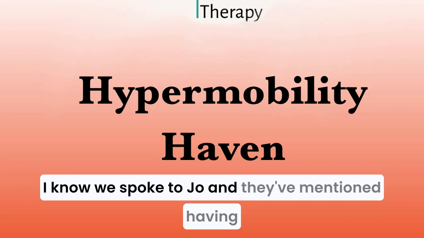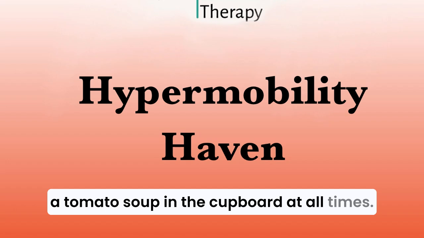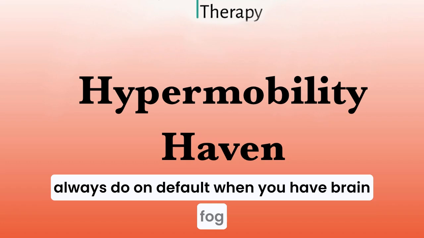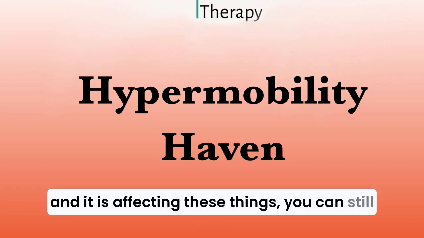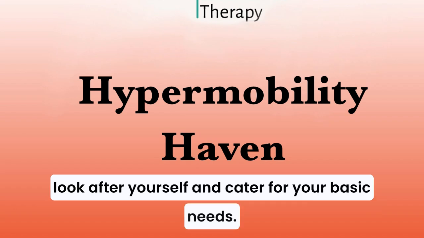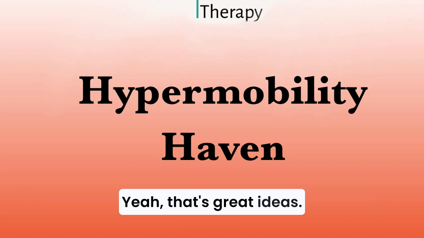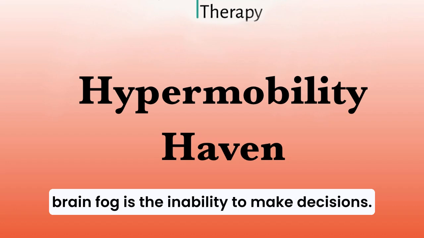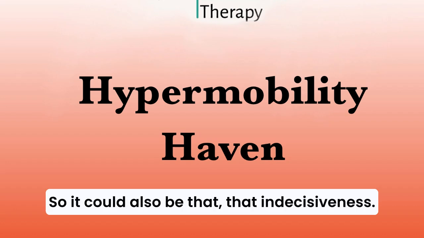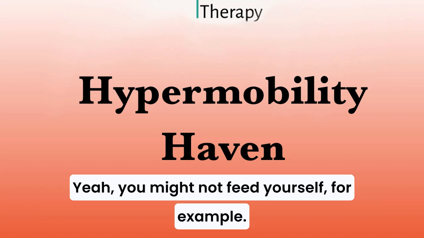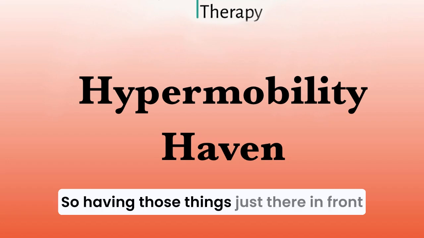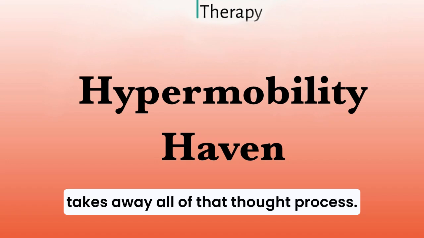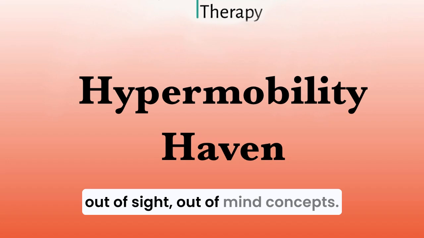I know we spoke to Jo and they mentioned having a tomato soup in the cupboard at all times. So there's just a backup meal that you can always make by default when you have brain fog and it is affecting these things. You can still look after yourself and cater for your basic needs. Yeah, those are great ideas. And one of the other aspects of brain fog is the inability to make decisions, so it could also be that indecisiveness. Yeah, you might not feed yourself, for example. That could be another reason. So having those things there in front of you as a backup meal takes away all of that thought process. Yeah, it gets rid of the out of sight, out of mind concept.